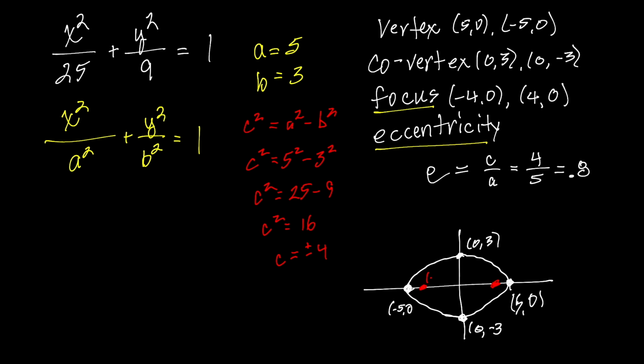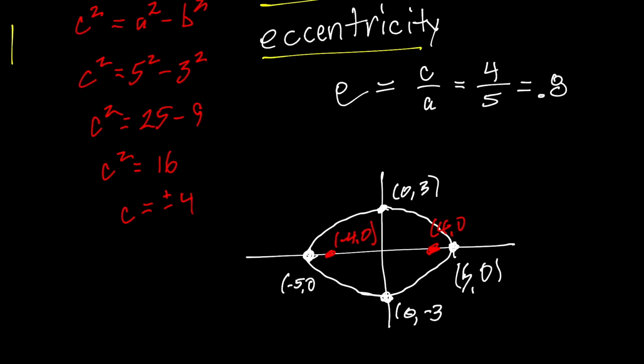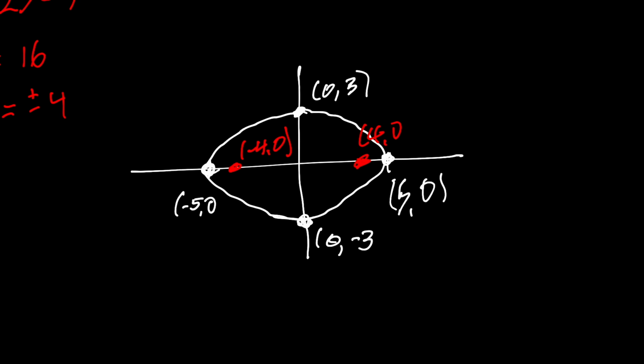So this one was negative 4, 0, and this one was 4, 0. All right, so now maybe I can make this a little bit bigger. Oops, forgot my parenthesis there. So what we have is just a sketch of this.